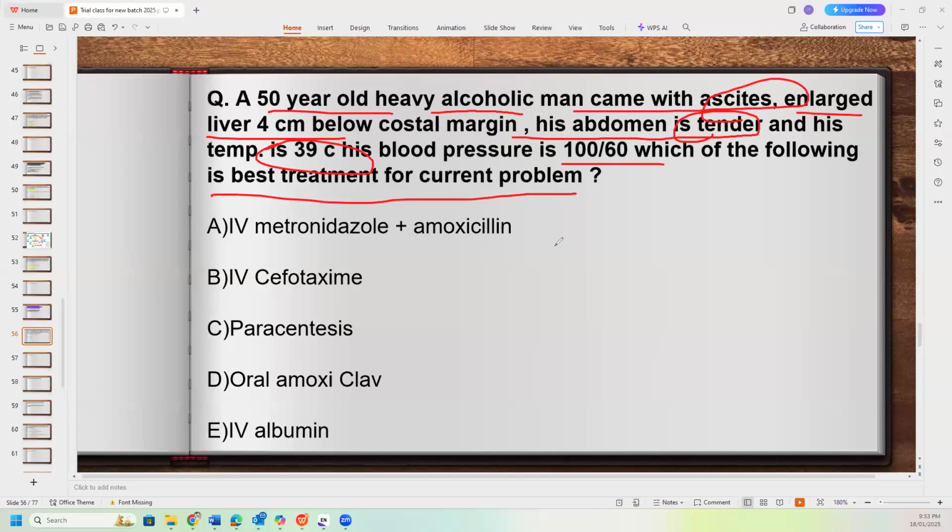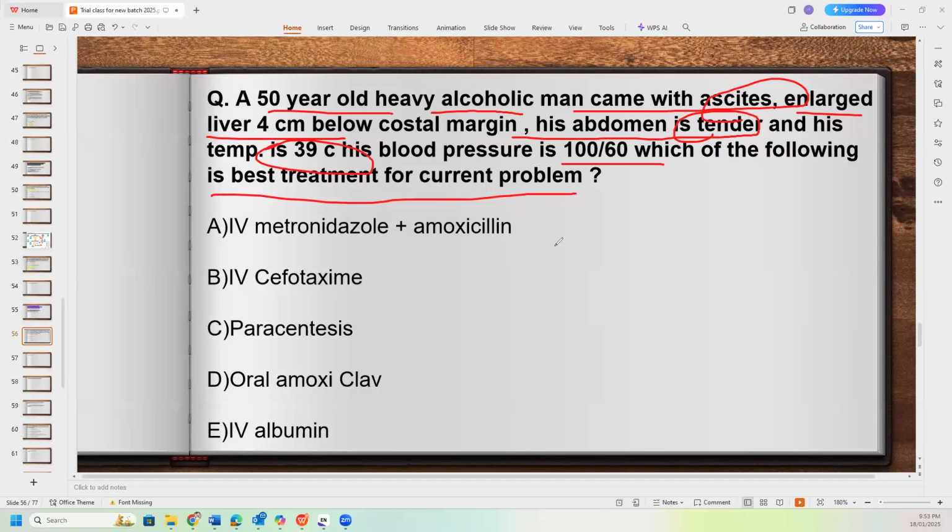So a 50-year-old heavy alcoholic is having ascites and an enlarged liver, which means they have cirrhotic liver disease, right? But the abdomen is quite tender and he is febrile. So a tender abdomen in a patient who has ascites and cirrhotic liver disease is called spontaneous bacterial peritonitis. Very good, guys. So for treatment of spontaneous bacterial peritonitis, what is the antibiotic of choice?